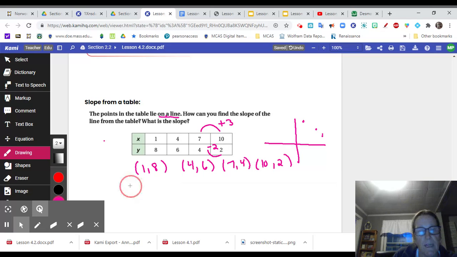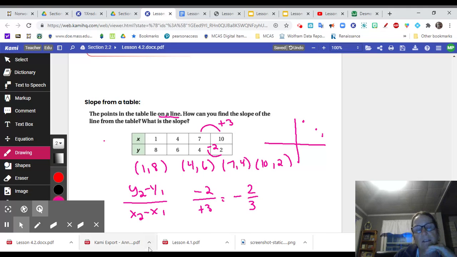But remember our formula. It's the Y change over the X change. The Y change was down 2. The X change was up 3. And again, we would probably recognize the answer is negative. And we can see from our sketch, it was negative.